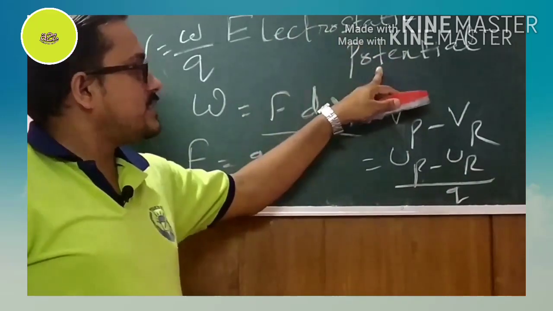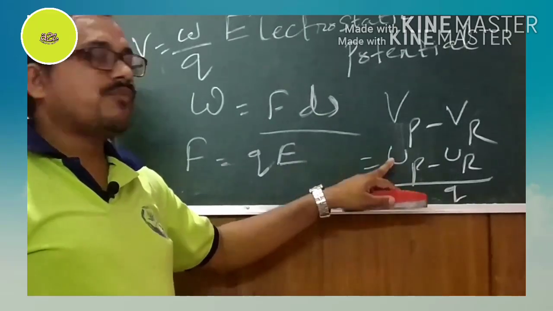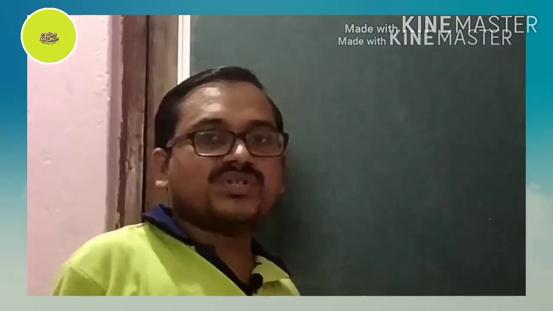Again, electrostatic potential is the amount of work done in bringing a unit positive charge from one point to another point. Okay. So this was today's topic.